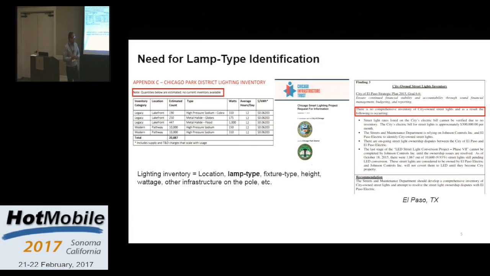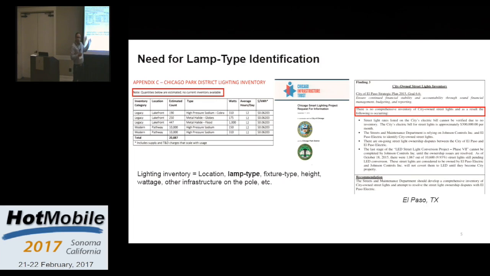What do I mean by inventory specifically? They want to know where exactly the light poles are located, what is the type of the lamps, what is the fixture type? Is it a decorative light pole? Is it a shoebox type of fixture? Is it a cobra head, etc., etc.? And other things like height. What is the power consumption of the current installation out there, and things like that.